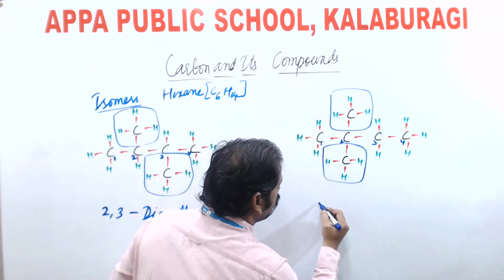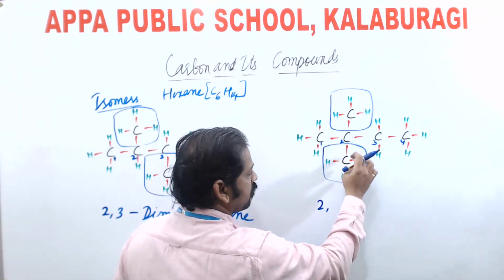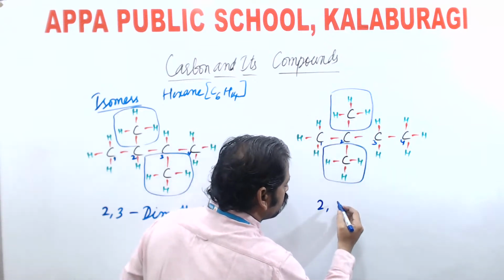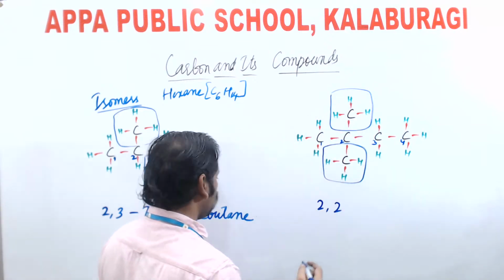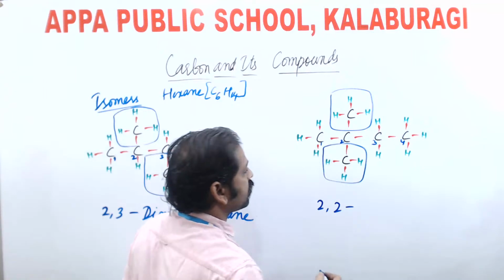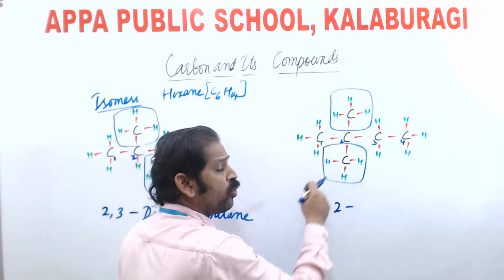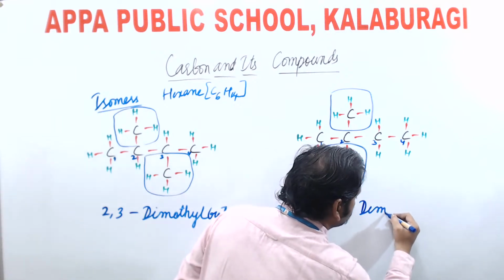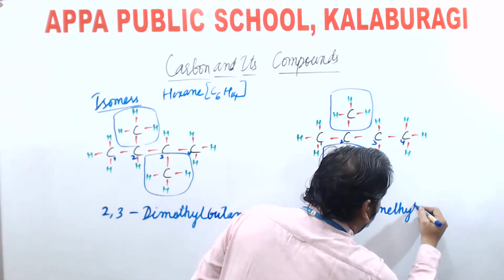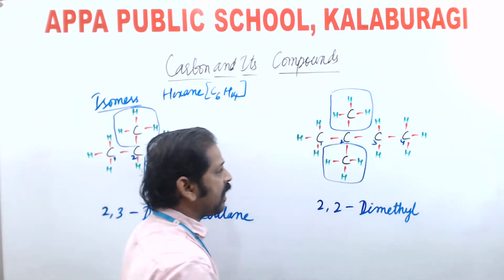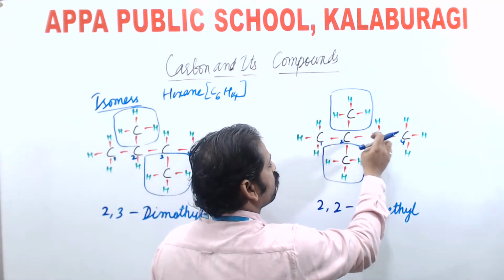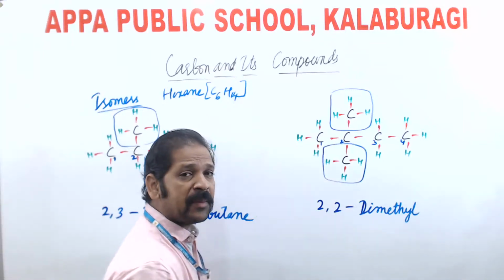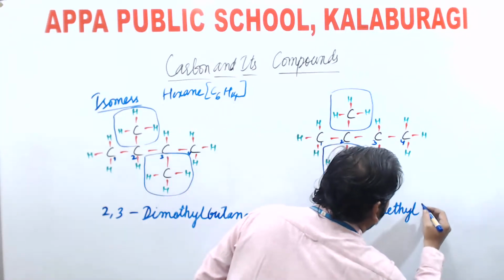So it is called as 2 comma 2 dash. We are having two methyl groups. So it is dimethyl. We are having one, two, three, four, four main carbons are there. So it is dimethyl butane.